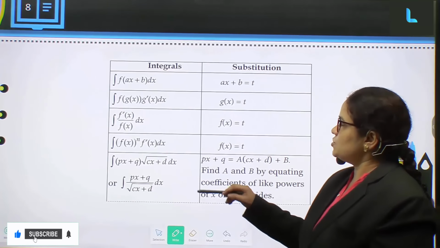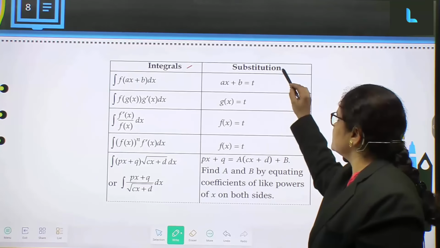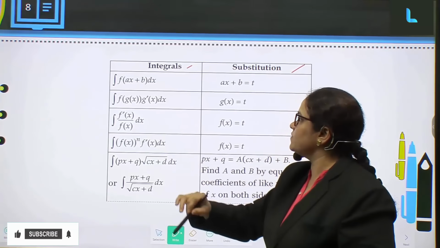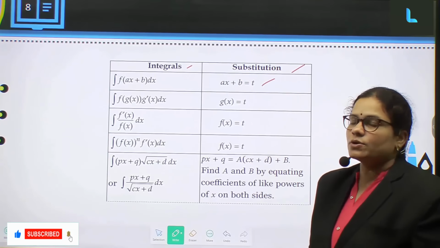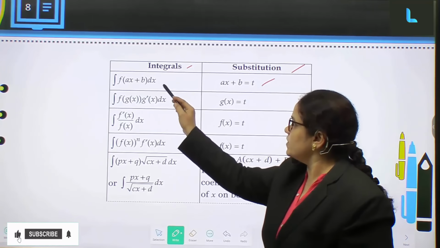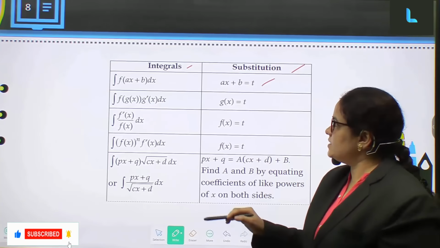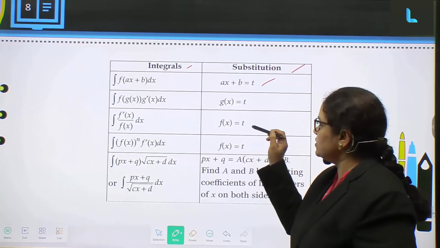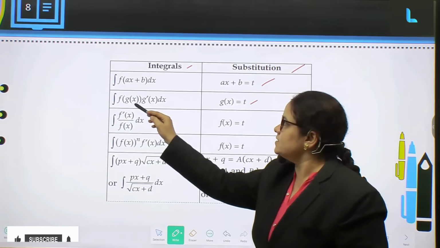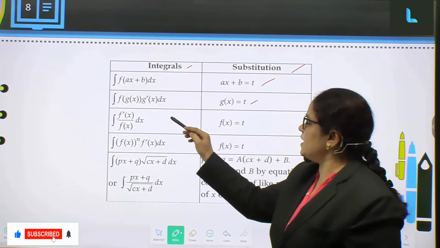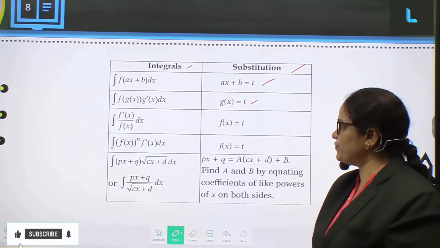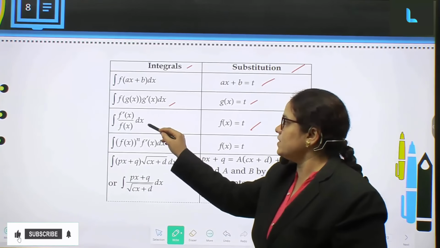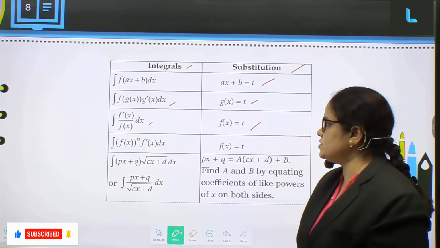Let's see the tables. These are the integrals and substitutions. For integral of f of ax plus b into dx, the substitution is ax plus b equal to t. In place of ax plus b you can put t, and we write integral of f of t into dx. For g of x equal to t, the integral is integral of g of x into g dash of x into dx. Next, the substitution is f of x equal to t, then you write integral of f dash of x by f of x into dx.